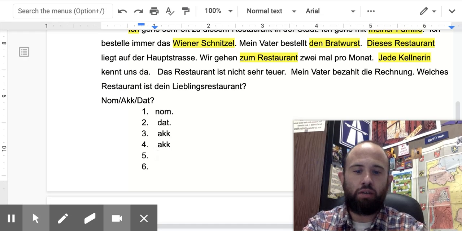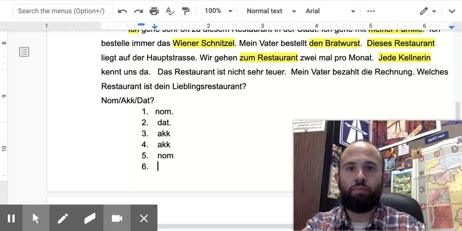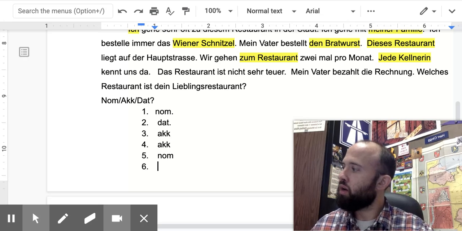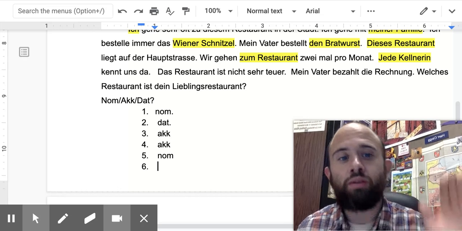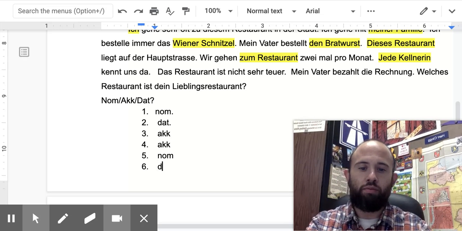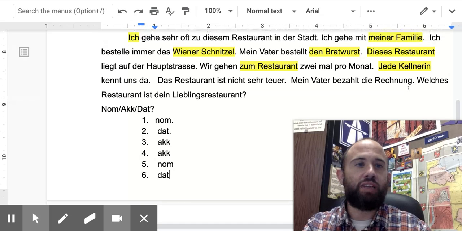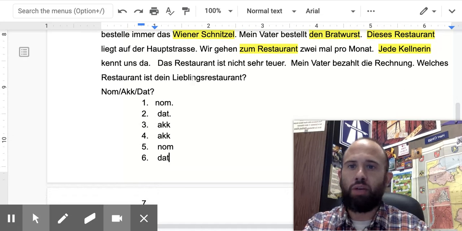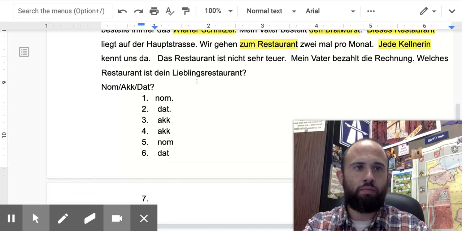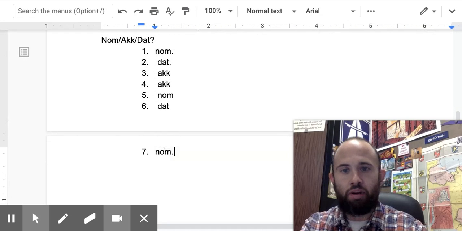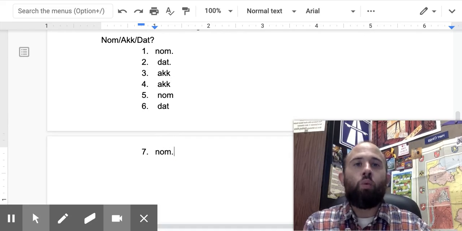Dieses Restaurant liegt auf der Hauptstraße. That's the subject. So nominative. Wir gehen zum Restaurant. Außer bei mit, nach, zeit, von, zu. That one is dative because of zu. And then last one, jede Kellnerin. Every waitress knows us there. That looks to me like it's nominative. Okay, we'll come back to this.